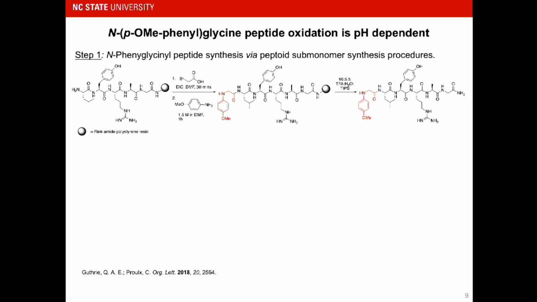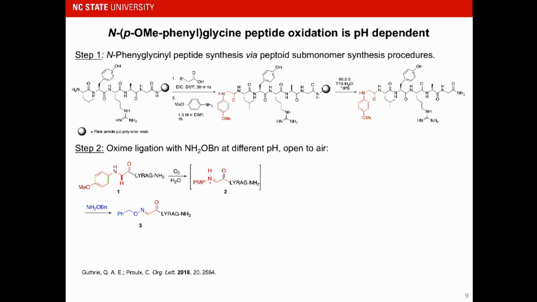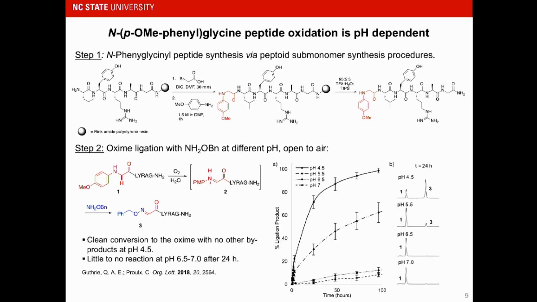All right, so then I asked my student to treat that peptide in the presence of a simple aminooxy compound with a UV handle, O-benzyl hydroxylamine, open to air at different pH, and just see if we were able to convert our N-phenylglycinyl peptide into the desired oxime ligation product. We're actually pleased to see that it does happen, and it happens very cleanly, and that is at pH 4.5. So at pH 4.5, you get a selective, very clean oxidation, followed by an oxime ligation, all in one pot.